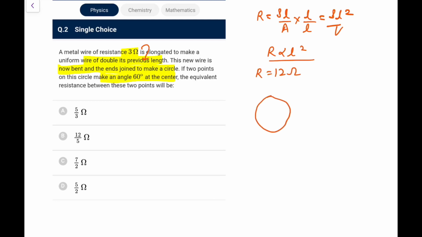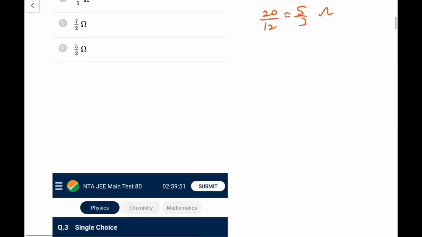Now it is bent to make a circle, and now you have 2 points which make an angle 60 degree. 60 degree means that is 1/6 part, that is 2 ohm. The remaining would be 10 ohm. And now the equivalent resistance between these two would be parallel of 2 and 10, that would be 20 by 12, that is 5 by 3 ohms. Sorry, I was wrong earlier, it is 5 by 3 ohms. So go for option A here.